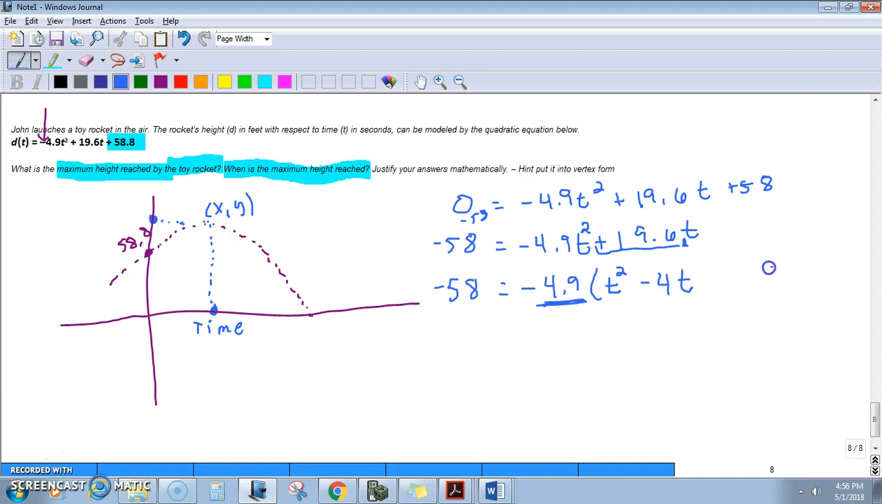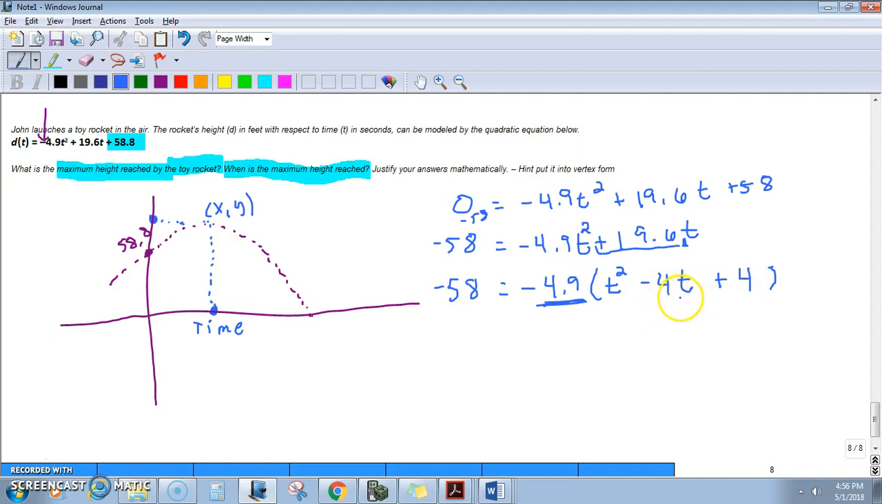Now, look, this became pretty easy to complete the square, right? I have half of negative 4, which is negative 2. Half of negative 4 is negative 2. Negative 2 squared is positive 4. What I do to one side, I have to do to the other.